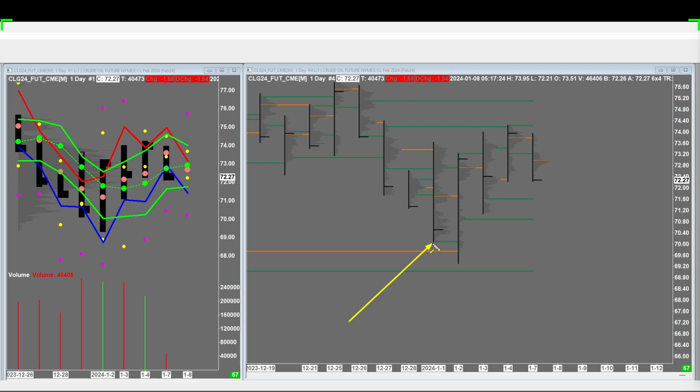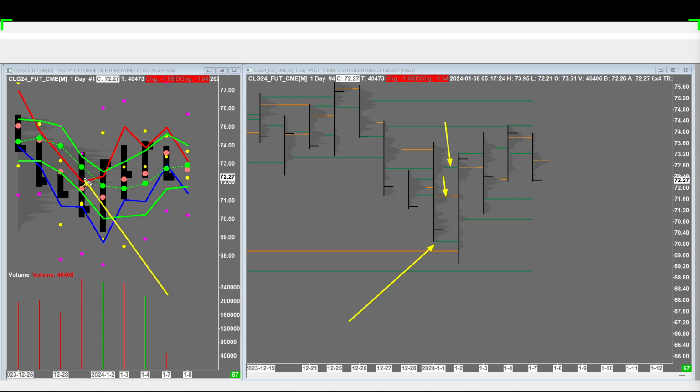You've got the value area low, the green line here. You've got the value area high, the green line there. And you've got the point of control, the most heavily traded price for each day here in orange. And I'm going to show you how I use specifically the volume point of control when I'm looking for trade setups using Owings market analysis.